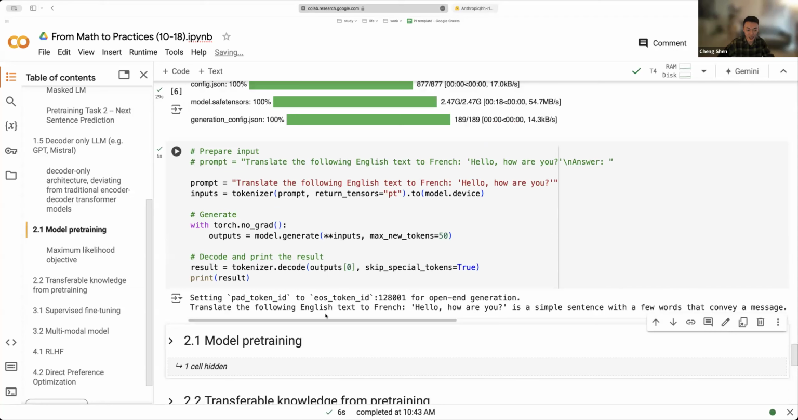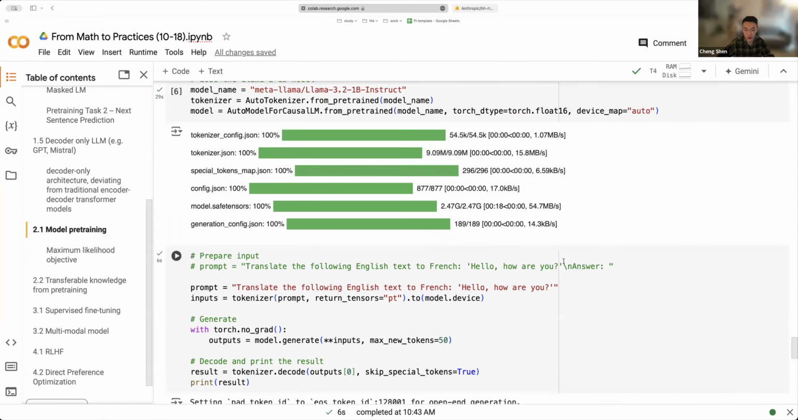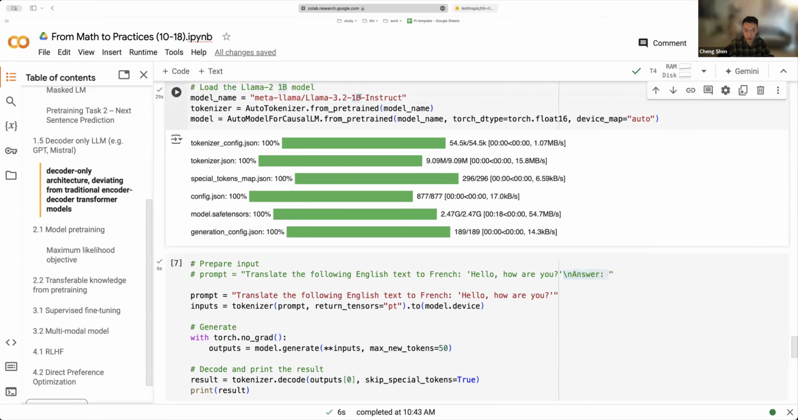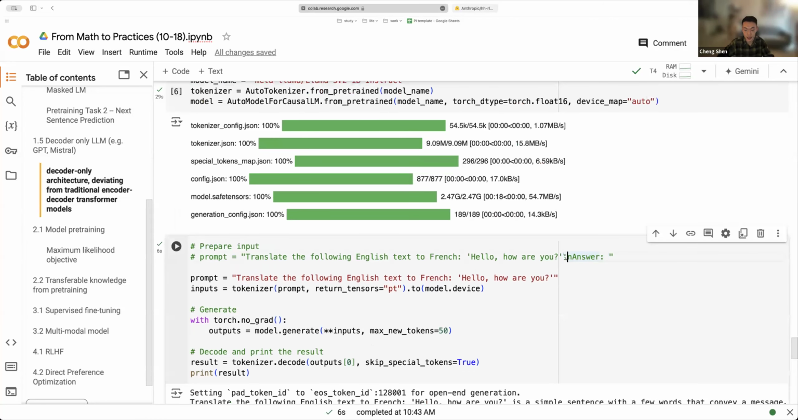So I asked it to translate the sentence from English to French, and then the model just keeps going. It's a simple sentence with a few words that blah, blah, blah, instead of doing the translation. So that's why even for this instruction fine-tuned model, I do append this to trigger the model to do the answer. It's possible that if it's a bigger model, it might do better, but for instruction fine-tuning, there might still be separators like this to hint the model to start the answering now.